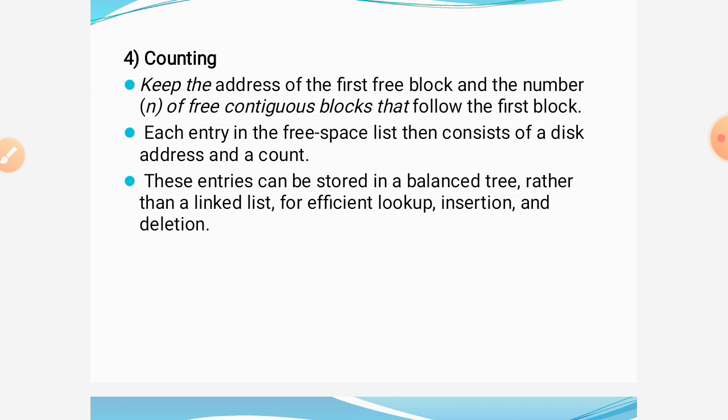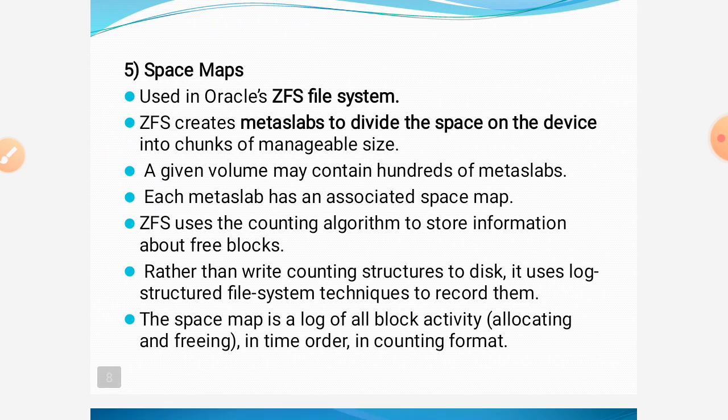So each entry requires more space than would a simple disk address. The overall list is shorter as long as the count is generally greater than 1. This entry can be stored in a balanced tree rather than a linked list for efficient lookup, insertion and deletion. In a linked list, a pointer is stored for every block. Here, the first free block holds only the next free block and the number of contiguous free blocks available. This is counting. Next one, space maps.